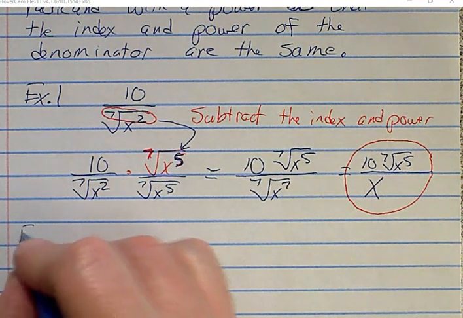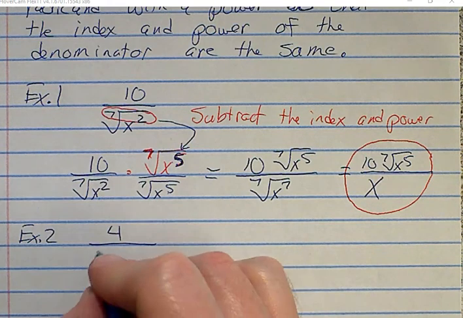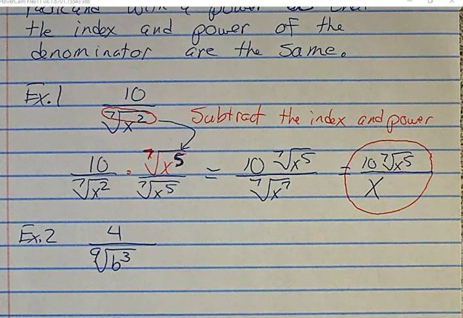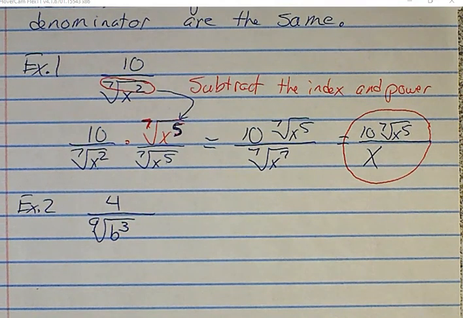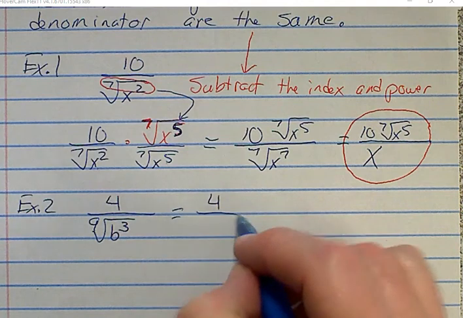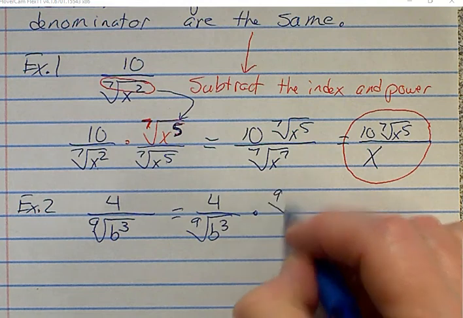Alright, so let's do 2 more of those. Let's say this was 4 over the 9th root of b to the 3rd. Okay, and again, all you're going to do is subtract the index and the power. 9 minus 3 is 6. So we're going to take the original problem and multiply it by the 9th root of b to the 6th.